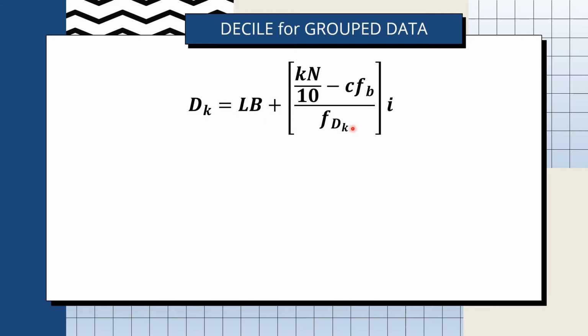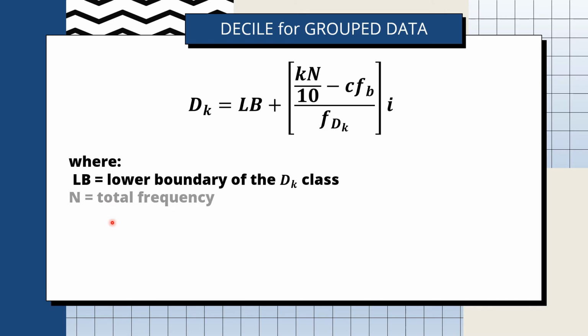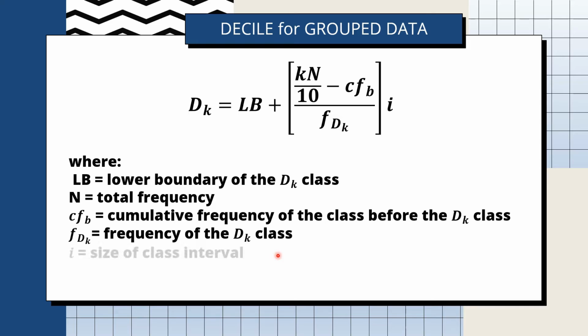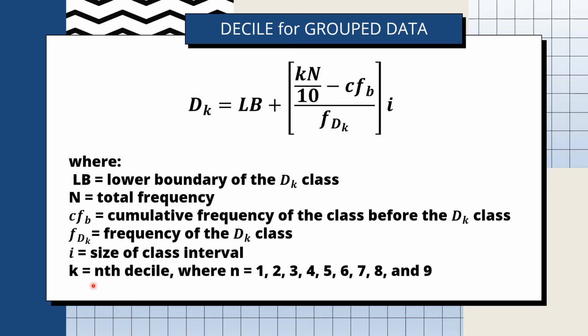So, yung mga terms dito is wala pa rin naman siyang pinagkaiba except lang na kailangan ang isosolve natin as the D sub K class. So, yung LB is lower boundary pa din, N is total frequency, CFB is cumulative frequency, F sub D sub K is frequency of the D sub K class, and of course, yung I natin is class size pa din, at yung K naman natin this time is starting from 1 until 9. Kasi nga decile na tayo, it means yung data natin is divided into 10 equal parts. So, yun po yung pinagkaiba niya kanina sa quartile.